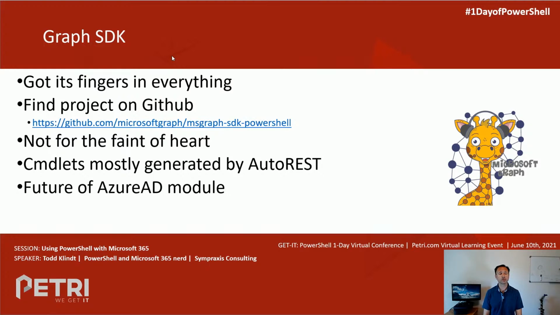You can install it from the gallery now. I've got the link here to the GitHub project, but it is in the gallery. The thing about this module, at least the problem that I have with it, is it's not created by humans. It's created by something called AutoRest. So obviously the Graph is everywhere. Everything inside of Microsoft 365 has Graph endpoints. And it's a tremendous thing for developers, and honestly a tremendous thing for PowerShell also. But the way the commandlets in this Graph SDK are created is AutoRest is a program that goes out and hits REST endpoints and then generates commandlets for it.